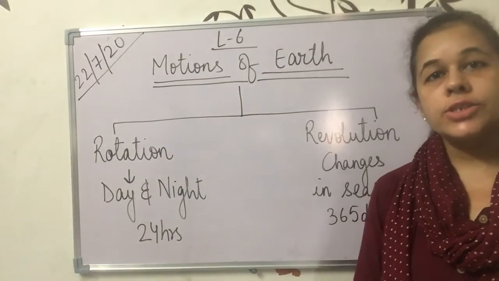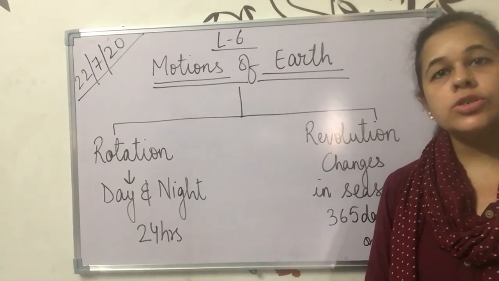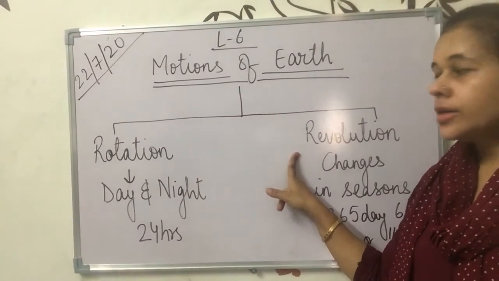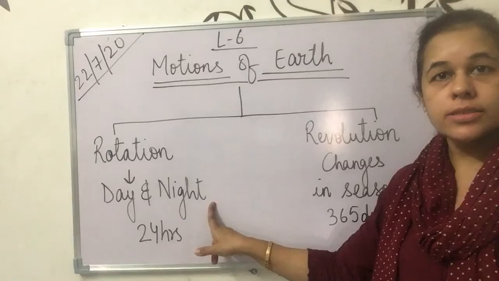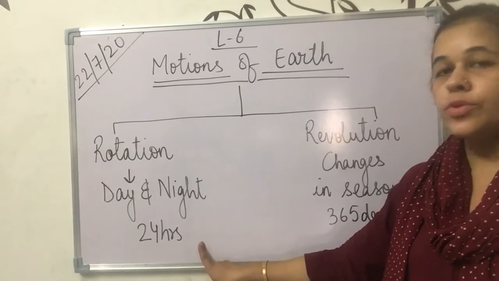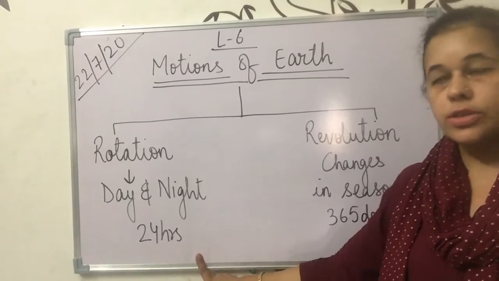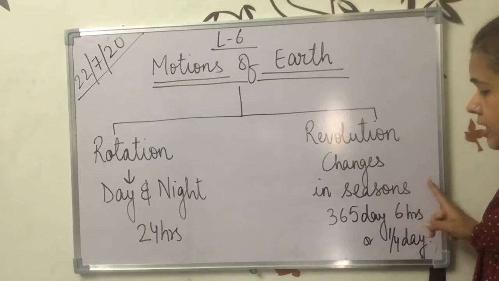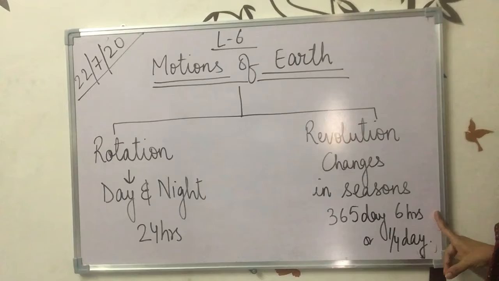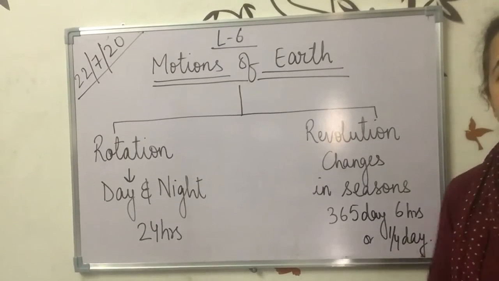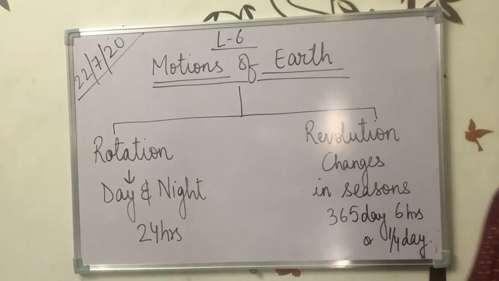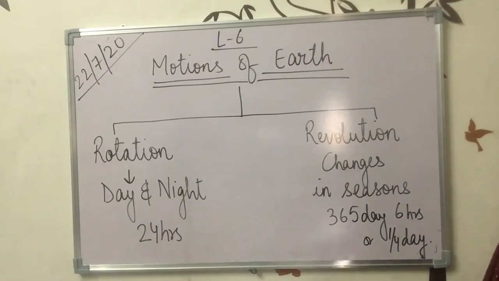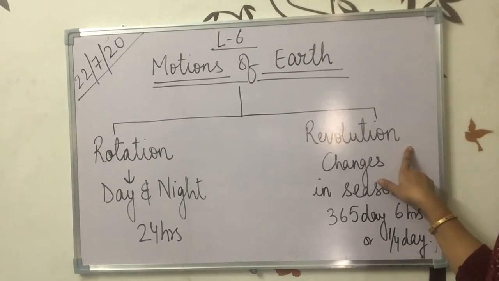In our previous session, I told you that there are two motions or two movements of the Earth, that is rotation and revolution. Rotation causes day and night, and it takes 24 hours to complete one rotation. Revolution causes changes in seasons, and it takes 365 days, 6 hours, or 1/4 day. That means 365 days, and one fourth of a day is added. That is the time taken for the revolution of the earth.